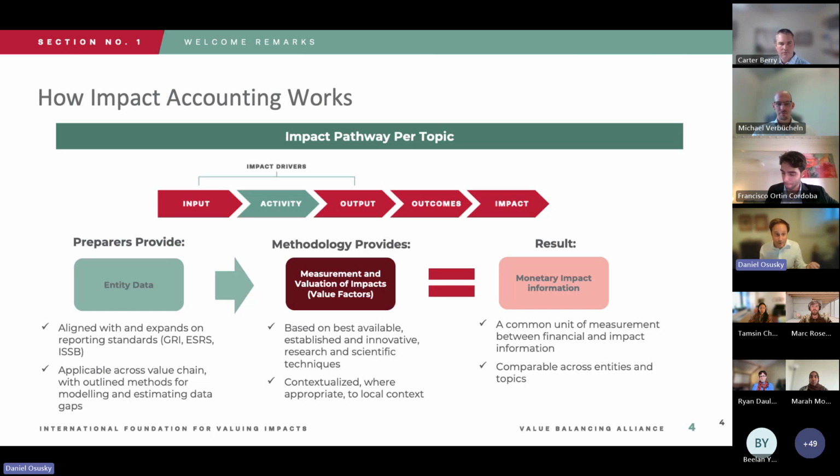And so as an input for an organization who's interested in applying impact accounting, for the most part, what that organization is doing is collecting very similar metrics to what is already done for the purposes of sustainability reporting, and then applies the methodologies that we are talking about today to that information to produce that impact information in a monetary form that can be more decision useful, more comparable, and drive some real additional insights compared to some of the traditional sustainability and impact metrics in the space.